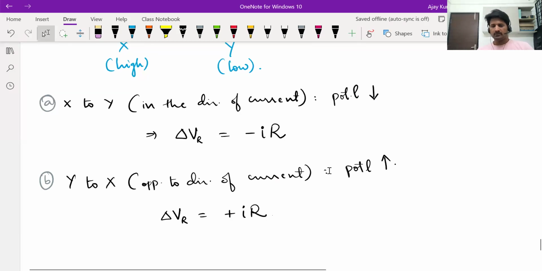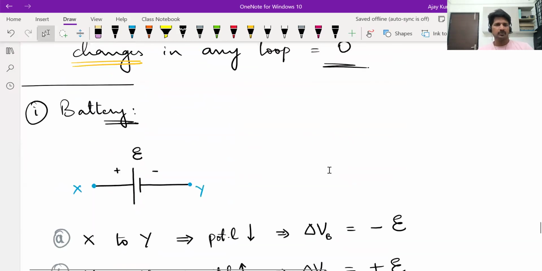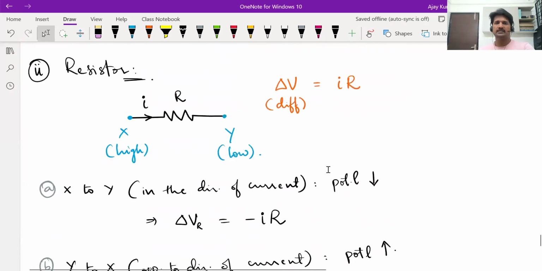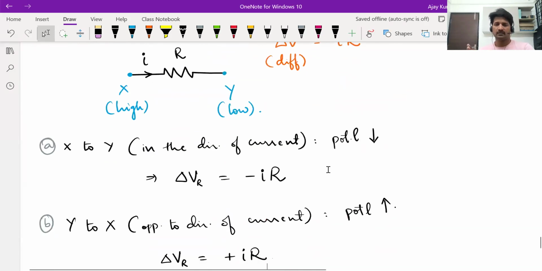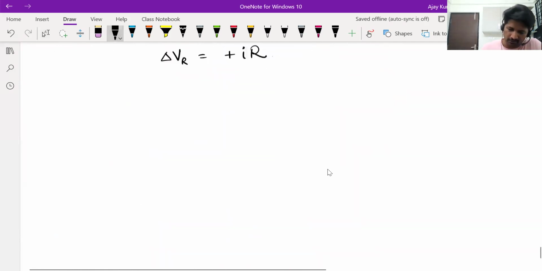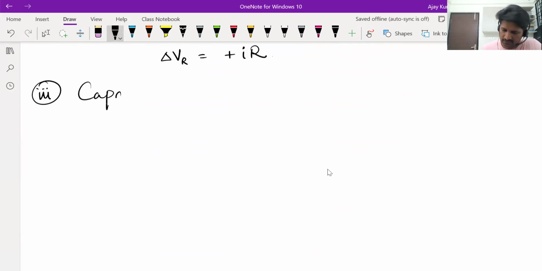Okay. So for a battery, it will be in terms of the EMF, plus EMF or minus EMF, depending on whether you are going from negative to positive terminal or positive to negative terminal. For a resistor, it will be in terms of I and R. If you are going in the direction of current, it will be minus IR. If you are going opposite to current, it will be plus IR. Another element which you have learned about is a capacitor. So let's also see how to write the potential change across a capacitor.